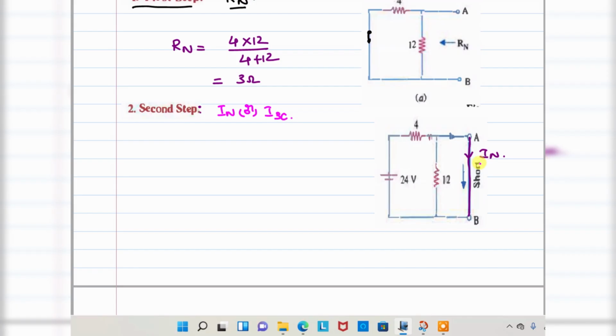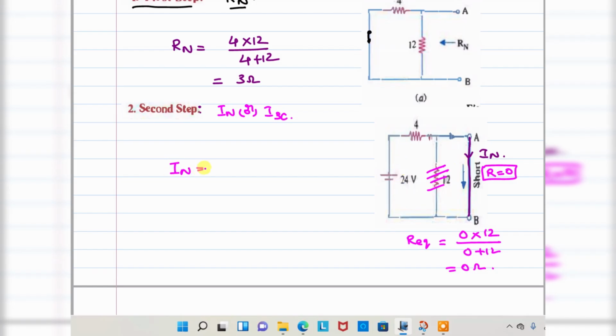Whenever the short circuit resistance is 0, there is no resistance between the A and B terminals. 0 in parallel with any resistance makes it 0. See here, I will show you the calculation. 0 in parallel with 12 ohms, both are parallel. 0 plus 12, what is the value? 0 ohms only. So this particular 12 ohms is neglected. Only 4 ohms is there.